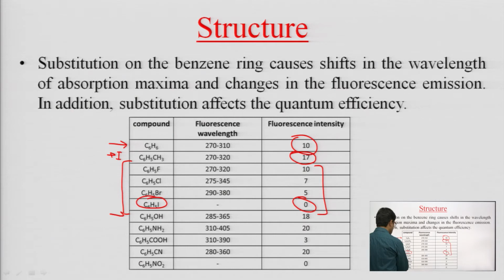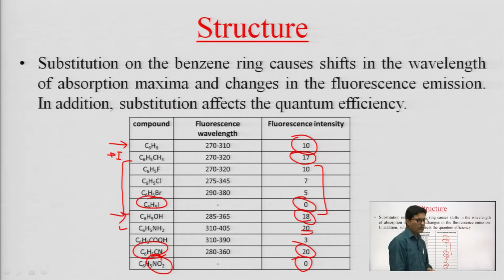Whereas in the case of phenol, you have a better fluorescence intensity of 18 quantum efficiency. In the case of aniline, you have 20, the highest one, and even in the case of benzonitrile, you have a good fluorescence intensity. And in the nitro compound, with the strong electron withdrawing group, you have a fluorescence intensity of 0. So, strong electron withdrawing groups abolish the fluorescence intensity, while electron donating groups may show better fluorescence intensity.